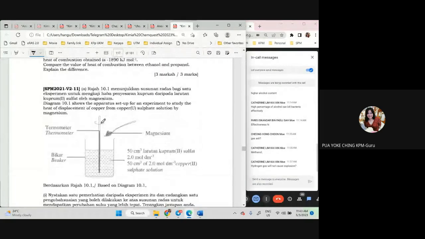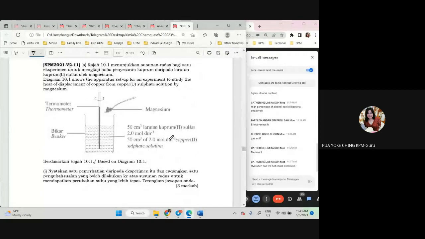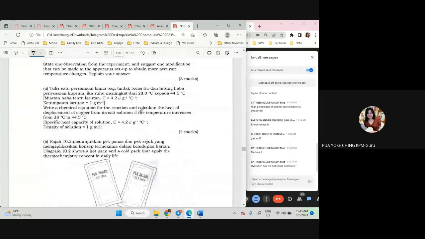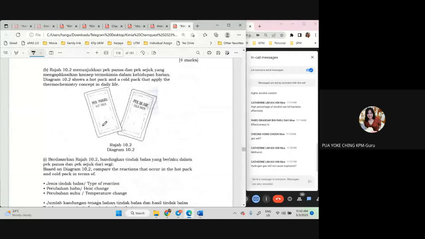This is version 2. They use magnesium and copper(II) sulfate, and then one observation, and then calculation, and this one lah. Tengok, sama je actually. Just the stimulus lain. Okay, yang tadi dia bagi dua gambar rajah, beaker. This one is use hot pack and cold pack.